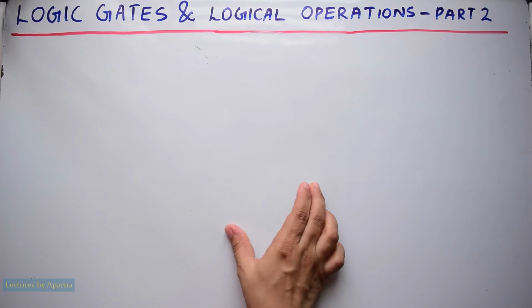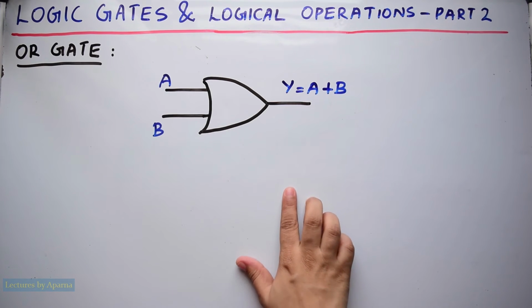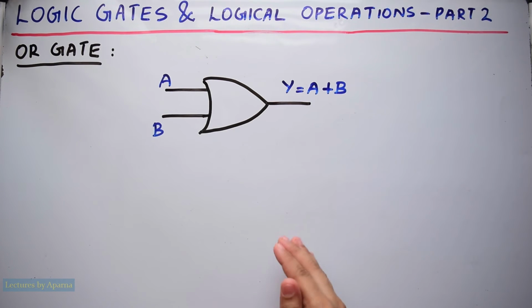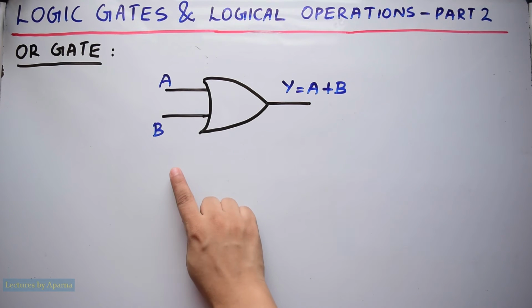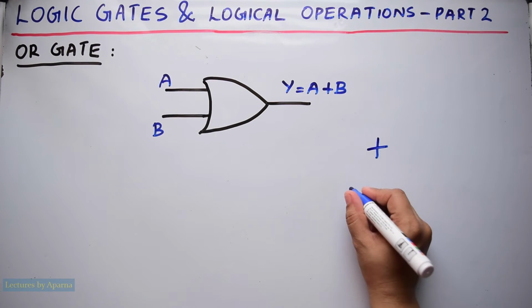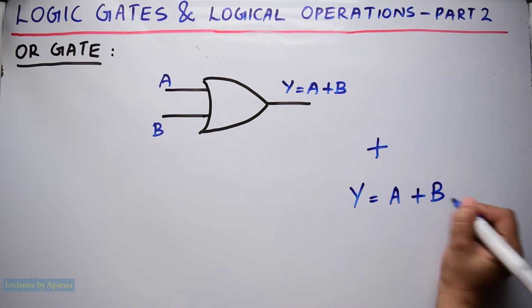In today's video, we will discuss the OR gate. This is the symbol of the OR gate. It has two inputs and one output, which is the logical OR of those two inputs. The OR operation is represented using a plus sign. So it can be written as Y is equal to A OR B.